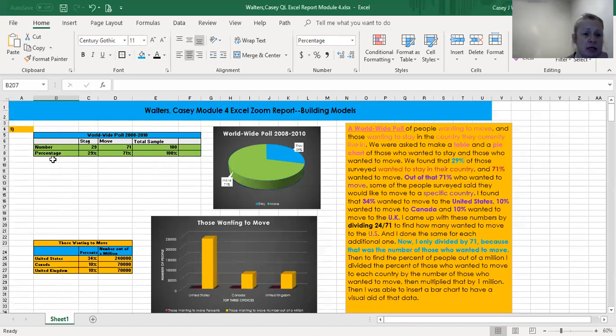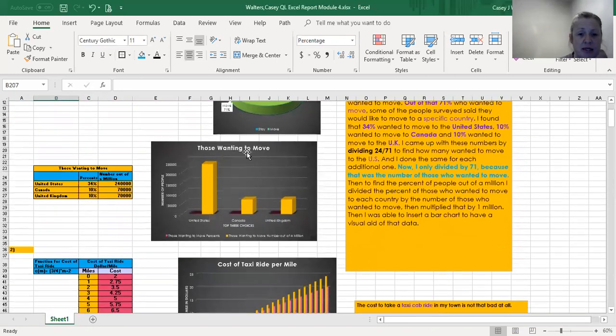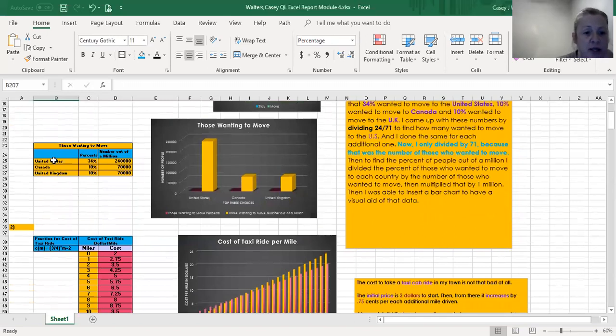So here's my chart right here. It shows the worldwide poll from 2008 to 2010. These are the people who wanted to stay, then the percentage of people that wanted to move, and then the total sample. I made this chart out of that table with my handy dandy Excel tools. And then right here, those wanting to move: United States, Canada, United Kingdom. I highlighted this and then made this bar chart out of that as requested, those wanting to move.